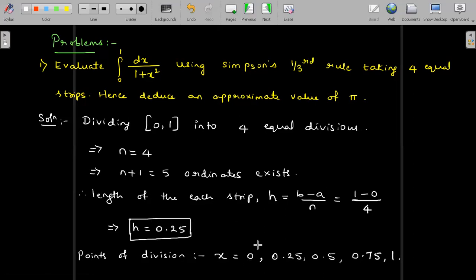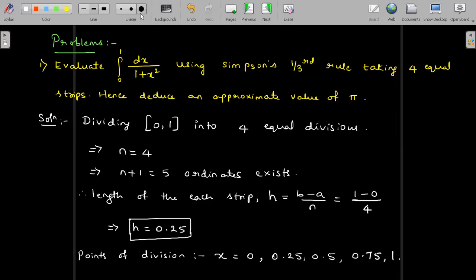So add up: 0 plus 0.25 is 0.25. 0.25 plus 0.25 is 0.5. 0.5 plus 0.25 is 0.75. And finally 0.75 plus 0.25 is 1. So until we reach the upper limit, we have to write down the values of x. You observe that there are 5 different values of x. Hence, we are going to obtain 5 different values of y for the given function y is equal to 1 divided by 1 plus x square.